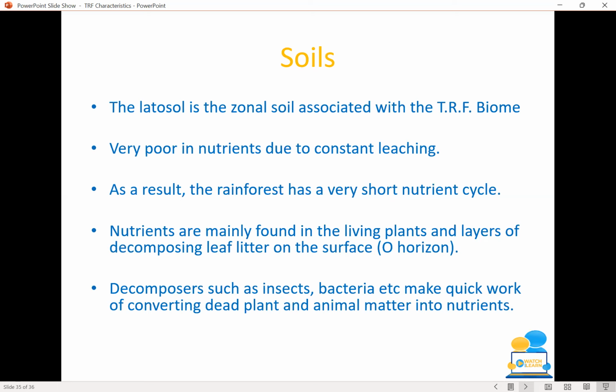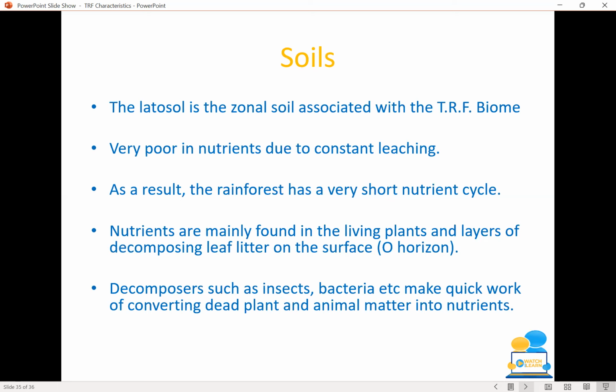As we know, there's a very, very quick nutrient cycle, so the roots of the trees and plants have to be very, very quick. As a result, the rainforest has a very short nutrient cycle due to the heat and termites that break down the plant litter so quickly. Nutrients are mainly found in the living plants and layers of the decomposing leaf litter on the surface of the soils, which we call the O horizon.